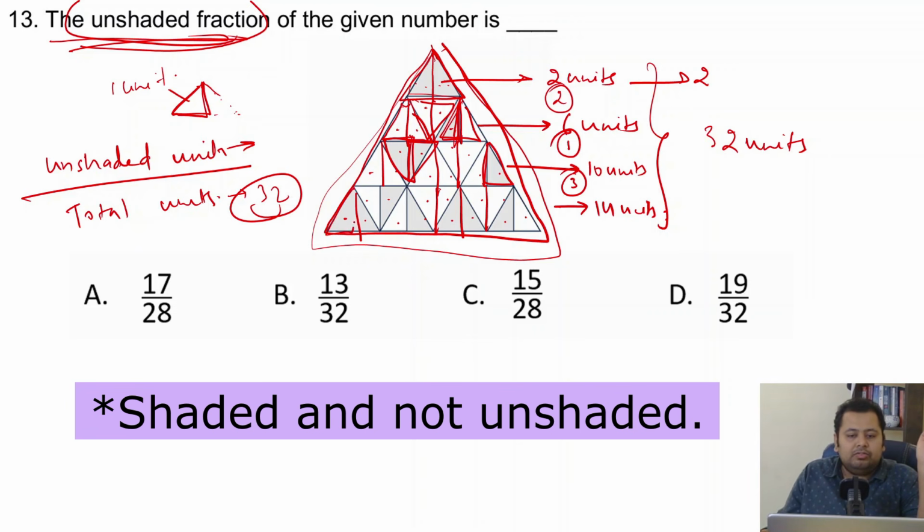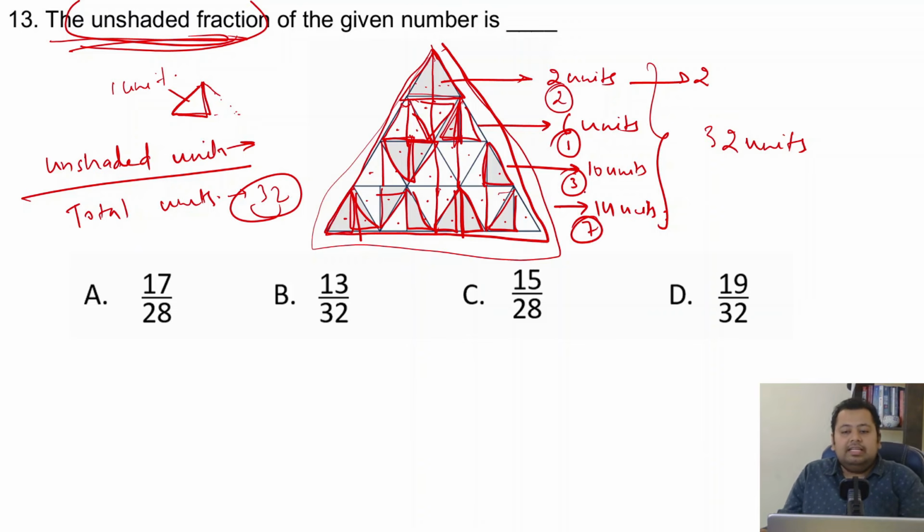And how many are here? So this is one, this is two, this is three, this is four, this is five, this is six, this is 7, right? So these are shaded units. I'm so sorry, these are shaded units, right? So 7 plus 3 is 10, plus 3 is 13. So there are 13 shaded units, correct? If there are total 32 and 13 shaded units, then how many unshaded are there? It will be 32 minus 13, which will be 19, correct?